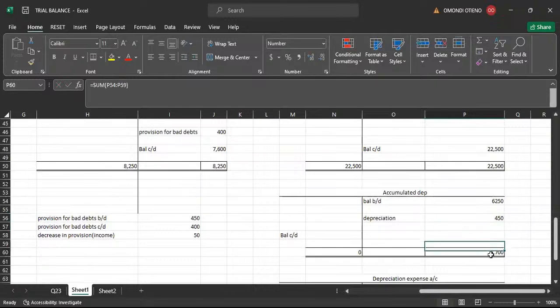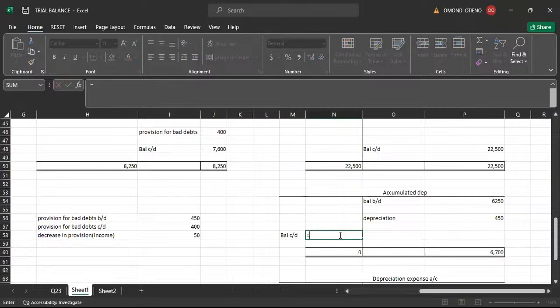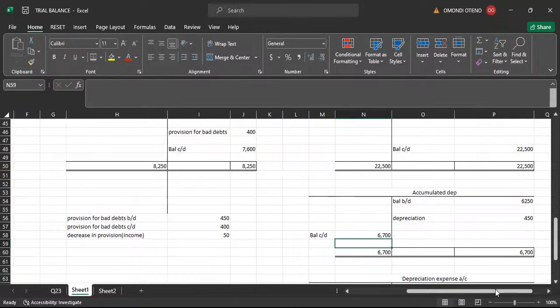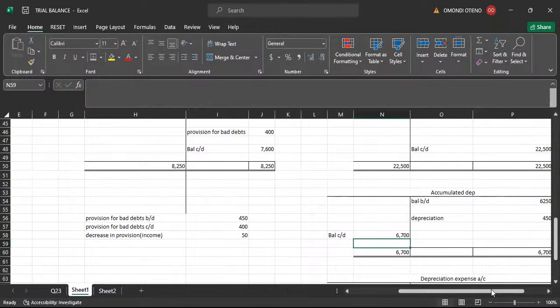So when I want to get the balance carried down at the end of the year, it is equivalent to the balancing figure. So my balance carried down of accumulated depreciation is 6,700. Then I will come to depreciation.